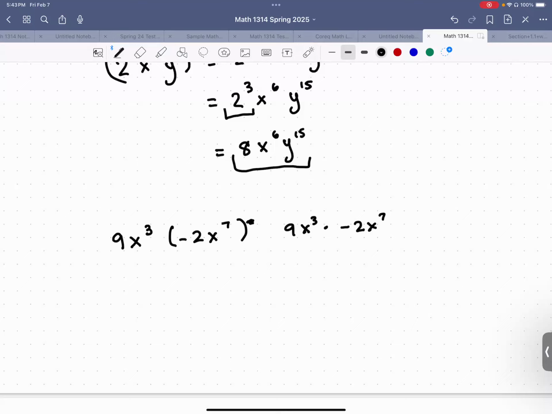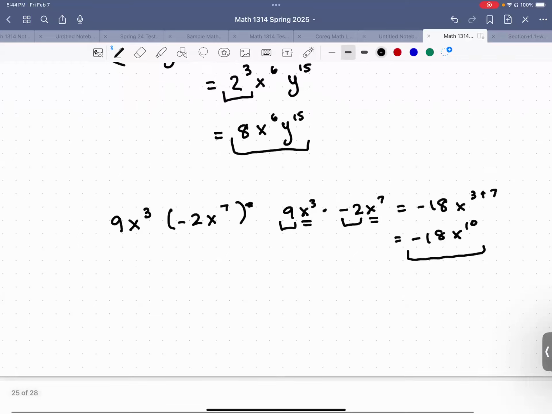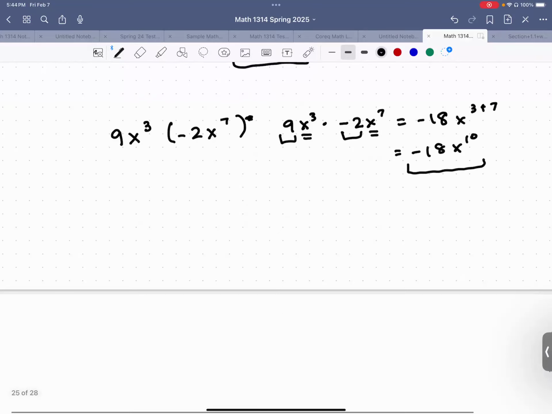When we do that, we can combine the coefficients together, so that 9 and that negative 2, to give us a negative 18. When we multiply the x to the third and the x to the seventh, we are adding those powers, just like our rule told us we could. So this would turn into negative 18x to the 10th power, and that would be all we could do with that particular expression. Let's do one more, and then I'll end this.